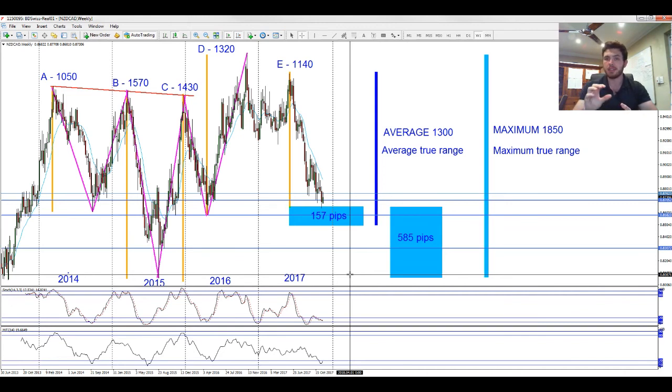Because if 585 pips is the potential loss, and I average that out against the 1,300 pip average true range, that payoff is a 2.5 times payoff. So I'll be making 2.5 times what I'm risking if I dip all the way down into that 585 pip region. So that basically allows me to know exactly what I'm walking into on the position.